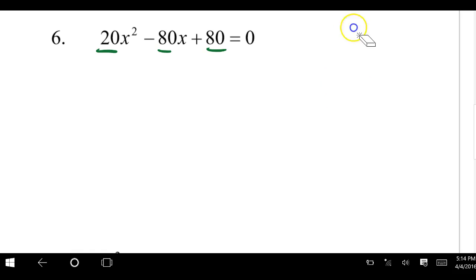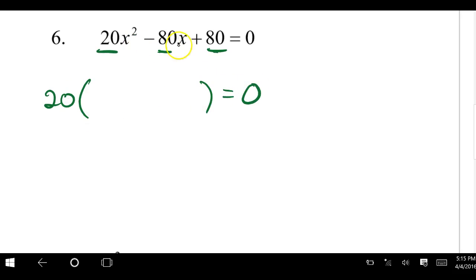So let's look for an easy way to figure out this problem. Well, is there some way I can make these numbers smaller? Well, if I take a GCF, or greatest common factor, I could. So let's look at the 20, the 80, and the 80. What's the biggest number I can divide into all of those? Well, that would be 20.